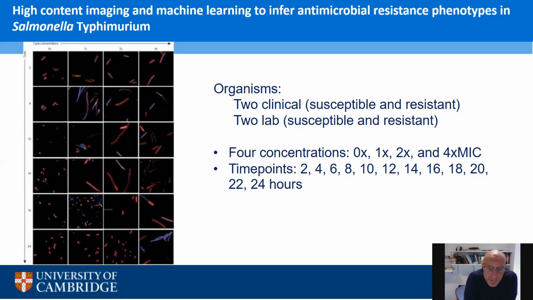So we did a comparatively simple experiment where we took 2 clinical isolates, a susceptible and resistant isolate, and 2 laboratory isolates, susceptible and resistant against ciprofloxacin, and exposed them to 4 different concentrations over a 24-hour period, and then imaged them every 2 hours for up to 24 hours. And those are the images you can see there on the left-hand side that are taken from the Opera, and we can quite clearly see that there's some nice cellular elongation as you expose them to different concentrations of the drug over a period of time.